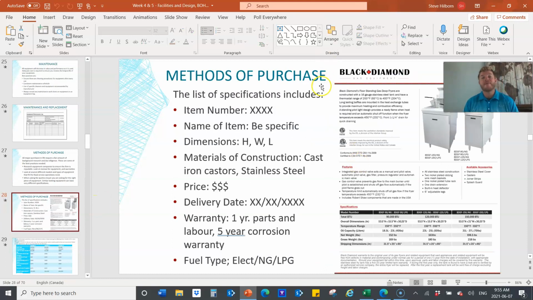So we're going to look at the methods of purchase, and these are all of the items that we typically will have. So there is an item number as an example, which are listed right here, and usually there are 4 or 5 different series that you can buy.